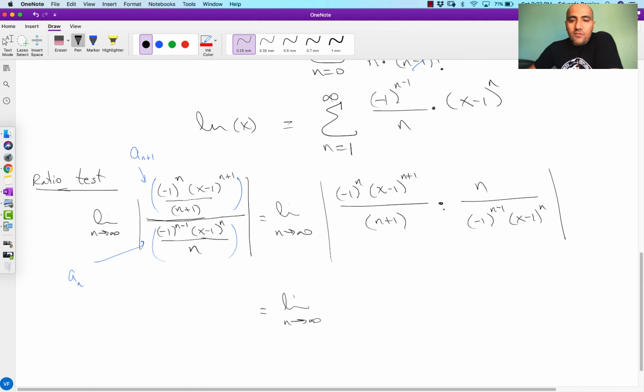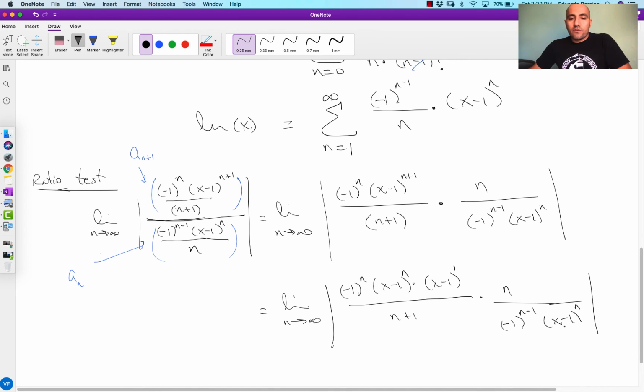Now, these n's do not cancel. Remember, they're not factorials. It's just n and n plus 1. So those guys do not cancel. But we do have a term of x minus 1 to the power of n plus 1, so we can separate that. It's negative 1 to the power of n, and then x minus 1 to the power of n times x minus 1 to the power of 1, all over n plus 1 times n, all over negative 1 to the power of n minus 1. And then this becomes x minus 1 to the power of n in absolute values.